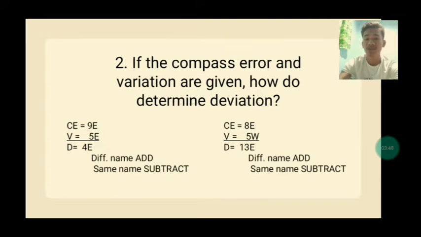The second example: the compass error is 8 degrees east, and our variation is 5 degrees west. As we can see, our compass error and our variation have different names, so we will add. The direction we're going to use is the direction of the greater value. In this case, the greater value is the compass error, which is east. So 8 degrees east plus 5 degrees west is equal to 13 degrees east.